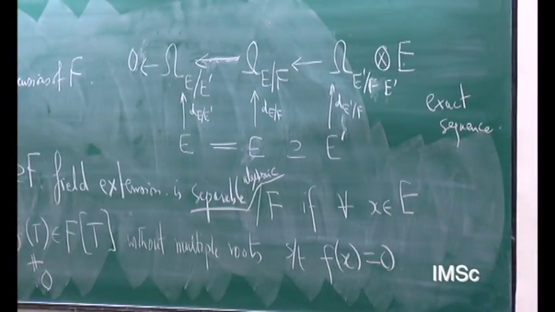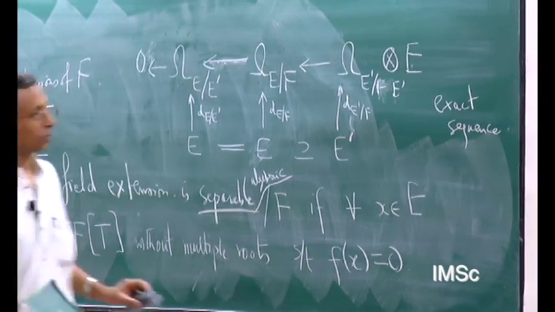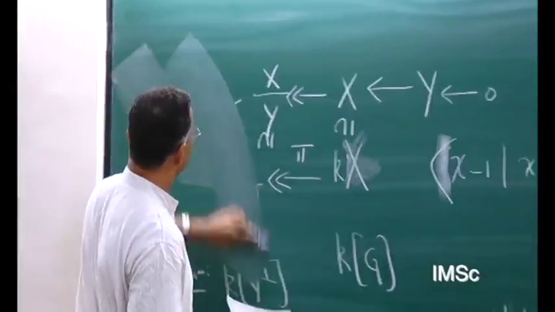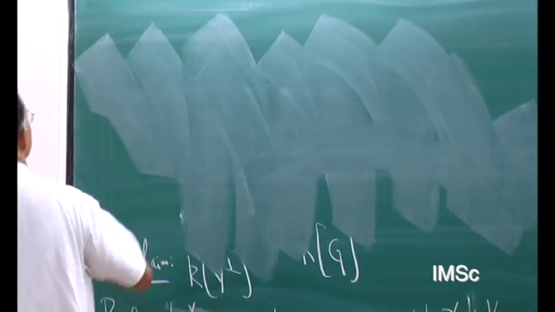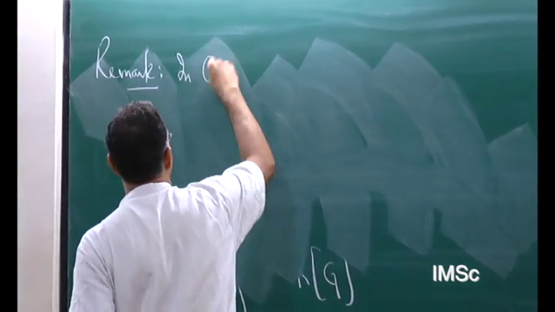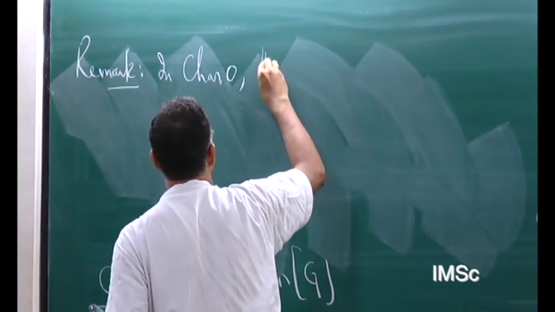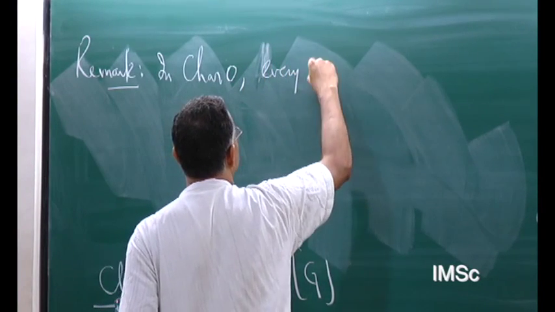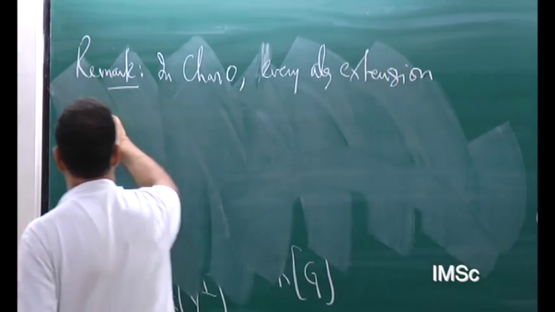Right. So here is a question. Instead of saying, let's make a comment and then I'll ask you a question. So, remark: in characteristic 0, meaning if the base field F has characteristic 0, then every algebraic extension is separable.